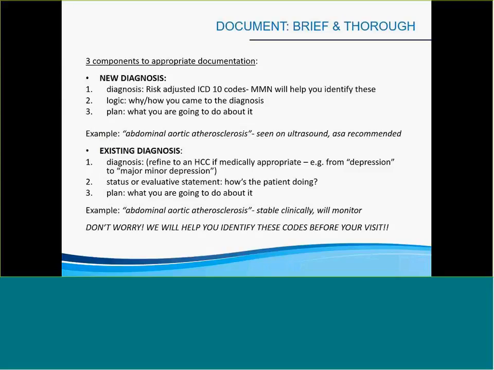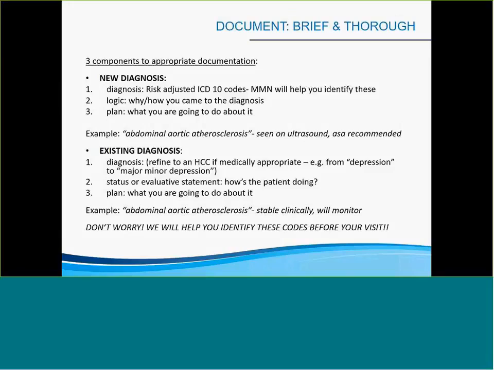Okay, three components to appropriate documentation. First, diagnosis, and we'll help you identify these high-value codes. In other words, you won't have to study. You won't need cheat sheets. We will, and we have actually done this already for all your patients. We have a list of diagnoses that we think are accurate, and I'll go over this again in the future. Then why or how you came to the diagnosis, if it's a new diagnosis, and then what we're going to do about it.